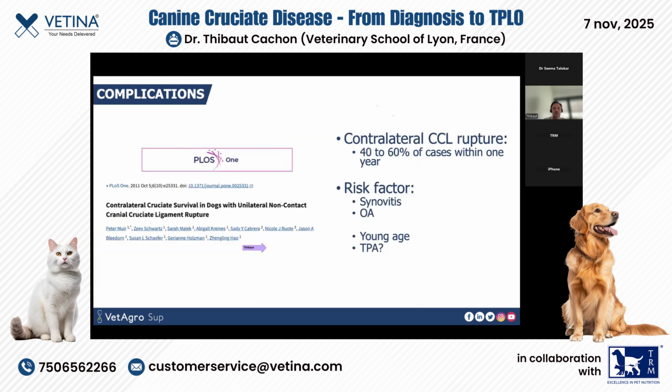I think that the most frequent complication in dogs with cruciate disease is the contralateral cruciate rupture on the other stifle. More or less, depending on the study, you will get 40 to 60% of your cases with a contralateral rupture within 1 year after the first surgery. So you need to keep that in mind and advise the owner that there is a risk of rupture on the other side.